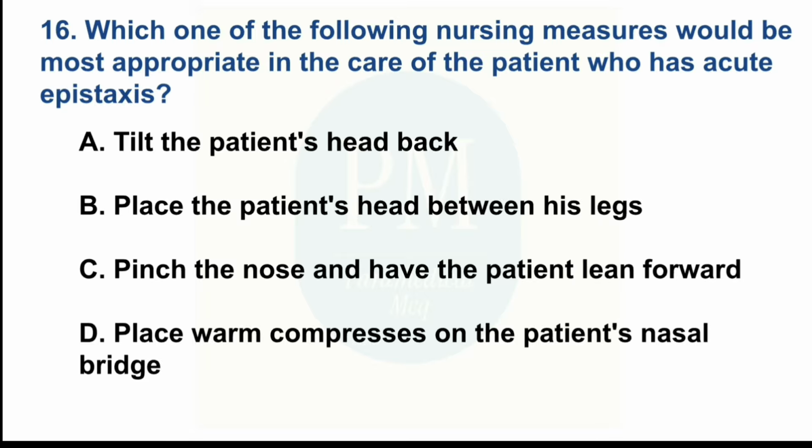Which one of the following nursing measures would be most appropriate in the care of the patient who has acute epistaxis? Option A, tilt the patient's head back. Option B, place the patient's head between his legs. Option C, pinch the nose and have the patient lean forward. Option D, place warm compression on the patient's nasal bridge. The correct option is option C, pinch the nose and have the patient lean forward.